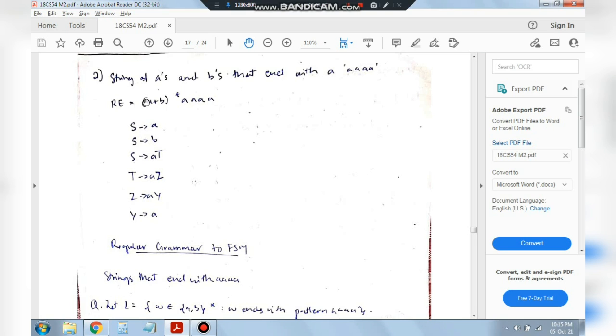For the other letters like A or B, we can have S goes to A. Here it should be S, right? I have forgotten to put it here, but here we will have S. Okay, so A goes to AS and S goes to BS. So n number of A's and B's could be repeated here, and then when ending we can go to this loop. Okay, it means it will be 4 A's.